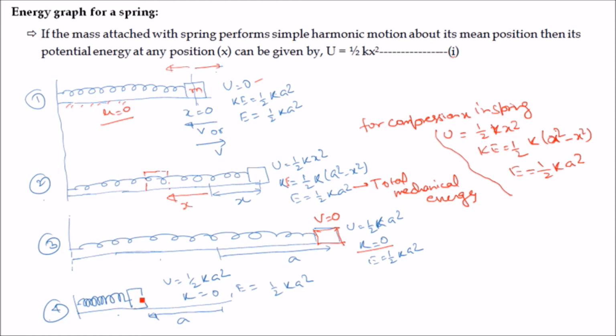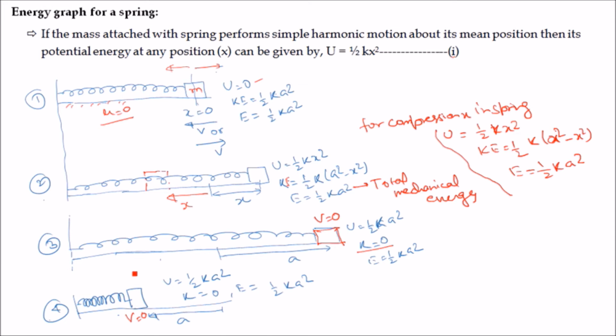In the case of maximum compression, which is the compression equal to A, the kinetic energy is again 0, because at this point the velocity will be equal to 0. So kinetic energy is equal to 0 and potential energy is equal to half kA square. Total mechanical energy is again half kA square.